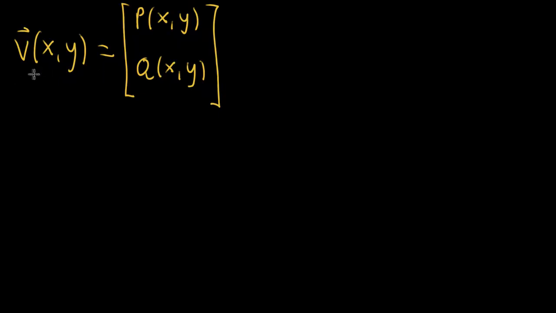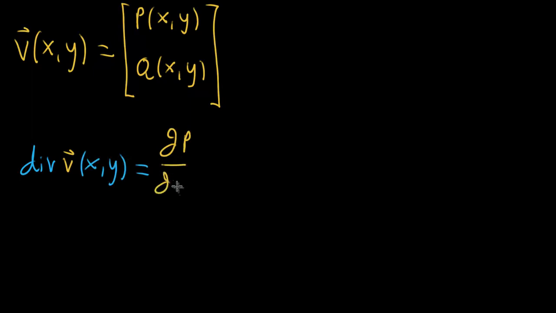So I've said that if you have a two-dimensional vector field with component functions p and q, the divergence of v, which is a scalar valued function of x and y, is by definition the partial derivative of p with respect to x plus the partial derivative of q with respect to y. And there's actually another notation for divergence that's kind of helpful for remembering the formula.